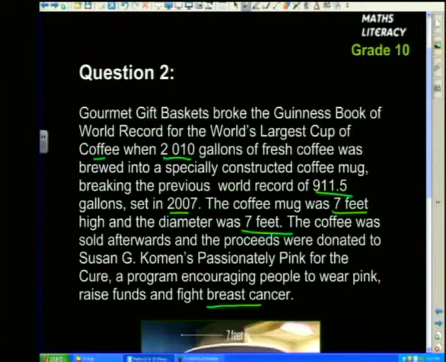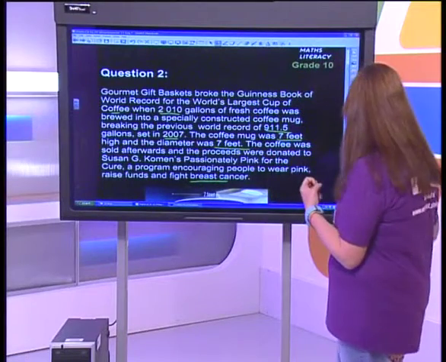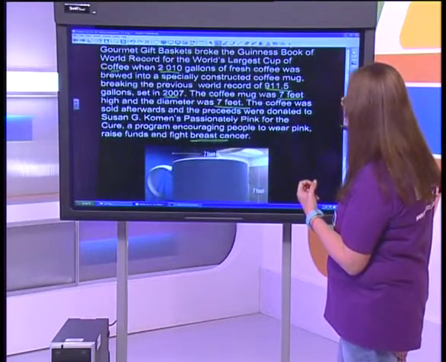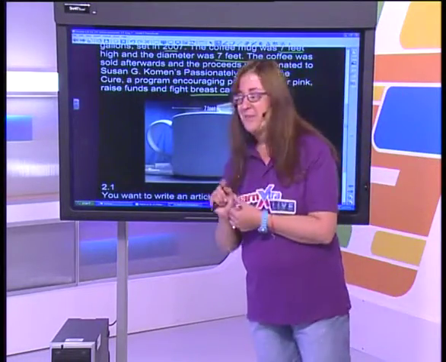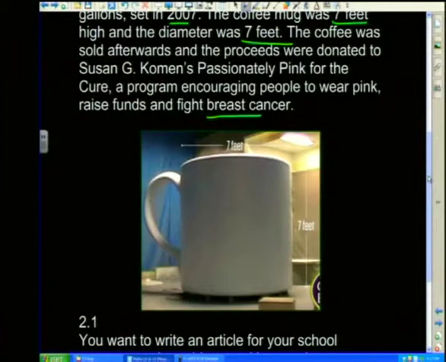So these are the two things that I love about this. I love coffee and I'm very passionate about fighting breast cancer, so it kind of appealed to me. Right, and there's a picture of our coffee mug. So remember, it was a diameter of 7 feet and a height of 7 feet.